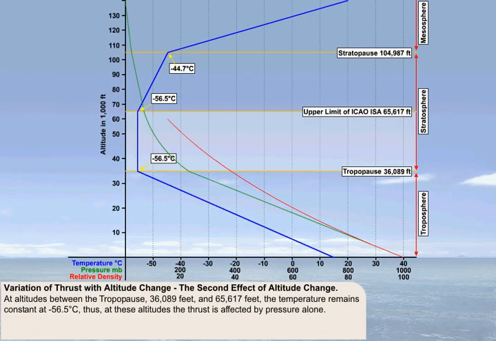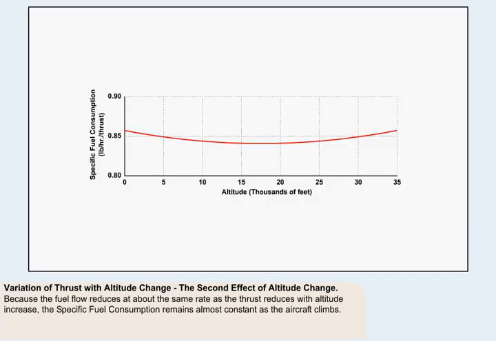This compensation continues to have effect until the tropopause, which is at 36,089 feet. At altitudes between the tropopause and 65,617 feet, the temperature remains constant at minus 56 degrees Celsius. Thus, at these altitudes, the thrust is affected by pressure alone. This graph demonstrates that the specific fuel consumption remains almost constant with altitude increase. This is because the fuel flow reduces at about the same rate as the thrust reduces as the aircraft climbs.